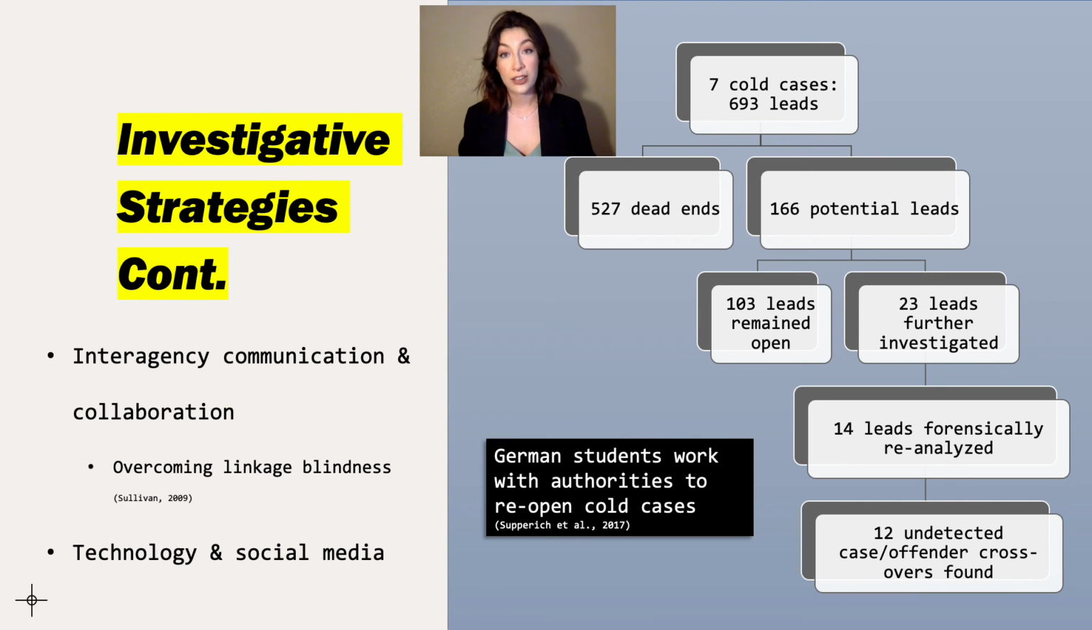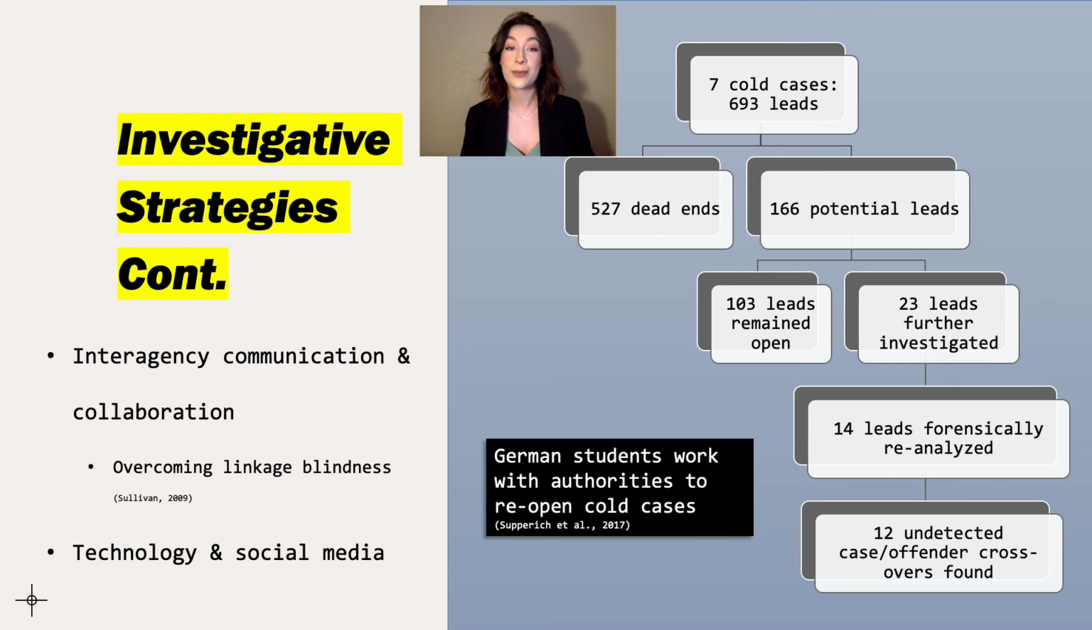Interagency communication and collaboration have also been identified as ways to help improve cold case solvability. A main focus here is overcoming linkage blindness, or the tendency of police not to share information or cooperate with each other on investigations. This criticism was frequently raised in regard to the Zodiac killer case. However, VICAP, or the Violent Criminal Apprehension Program, has been pinpointed as a way to help overcome linkage blindness by allowing departments to share information digitally, as well as notifying users when case similarities are found.